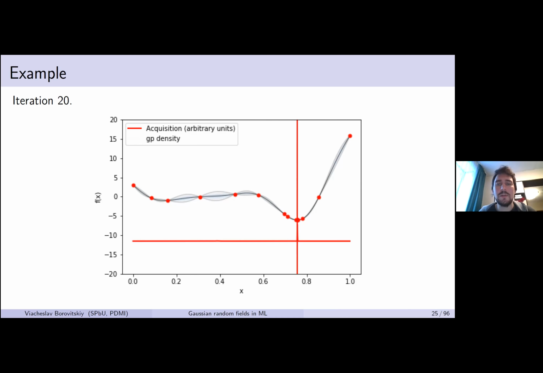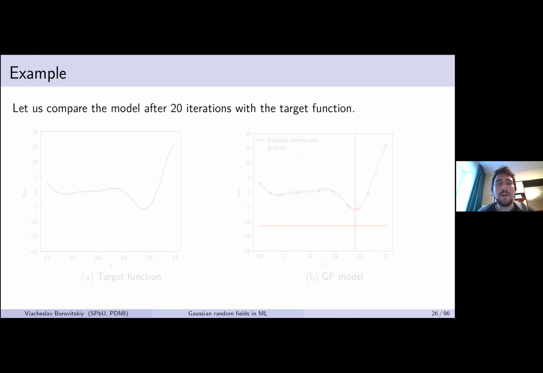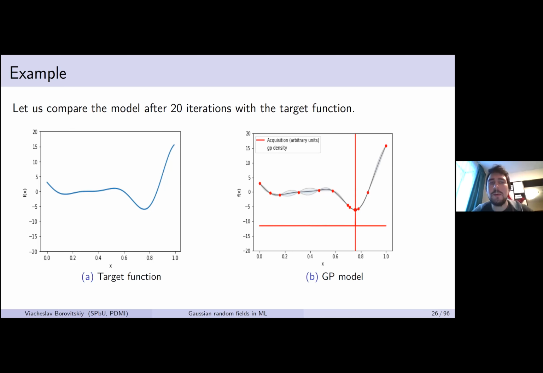So that's where we are after 20 iterations. And if we compare our model with the target function, we see that it's actually very close to it. And the minima that we found is very close to the true minima. So apart from minimizing the function, we actually found also the function itself to a certain extent. Of course, this can be used in multiple dimensions, and that's where it's used in practice.